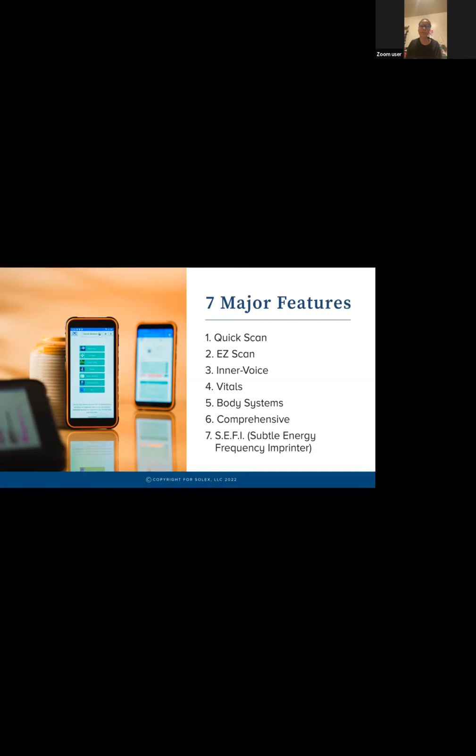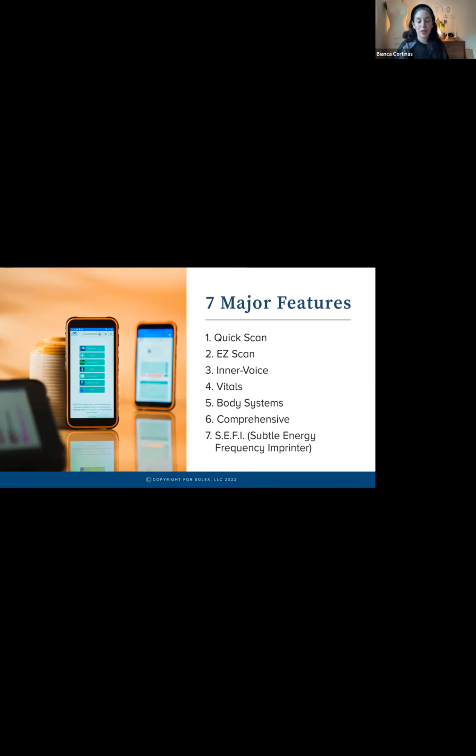Awesome. I think it's better for you to do this part because I'm still in the learning stage. So maybe we'll just say the 7 major features. There's the quick scan, the easy scan, the inner voice, the vitals, the body systems, the comprehensive, the Cepheid, subtle energy frequency imprinter, and then there's another one that was just recently added called Mind Sync. Right. And it's really 8 major features. And they all do their own thing.